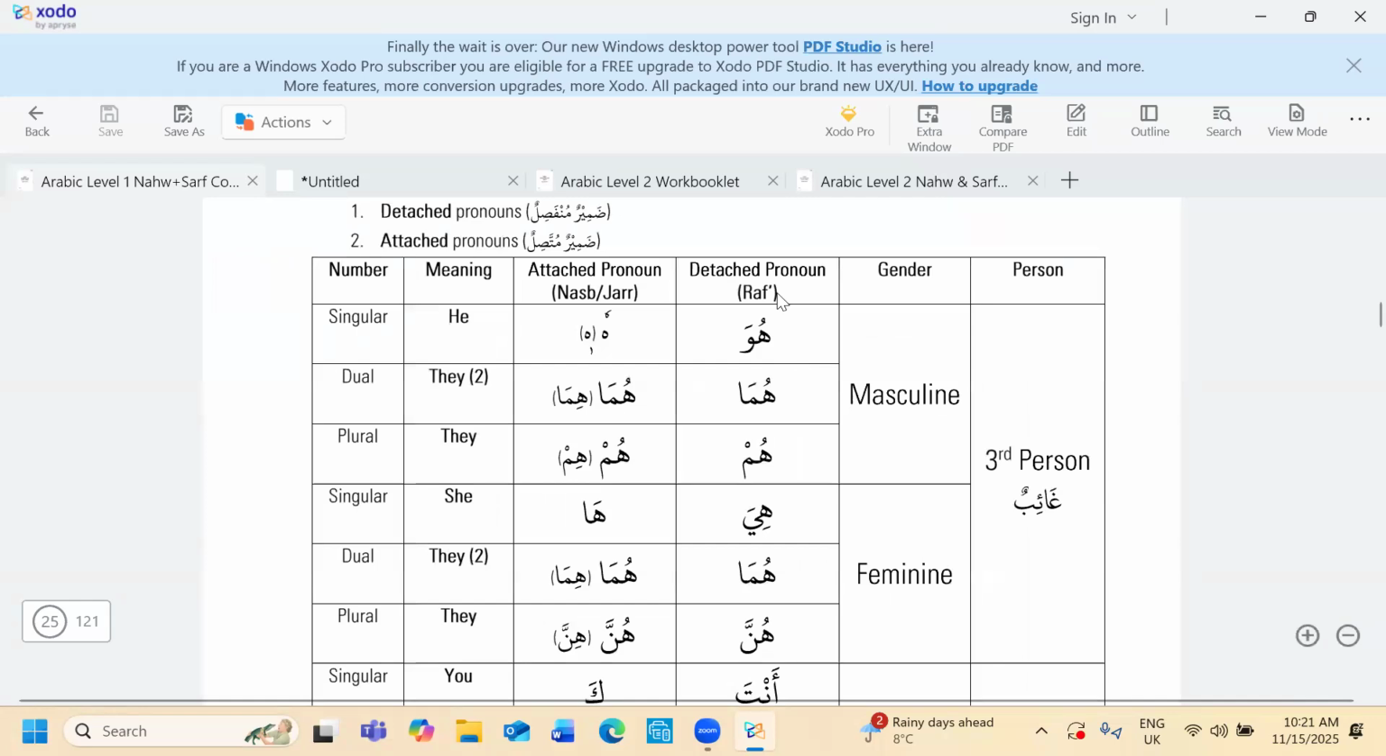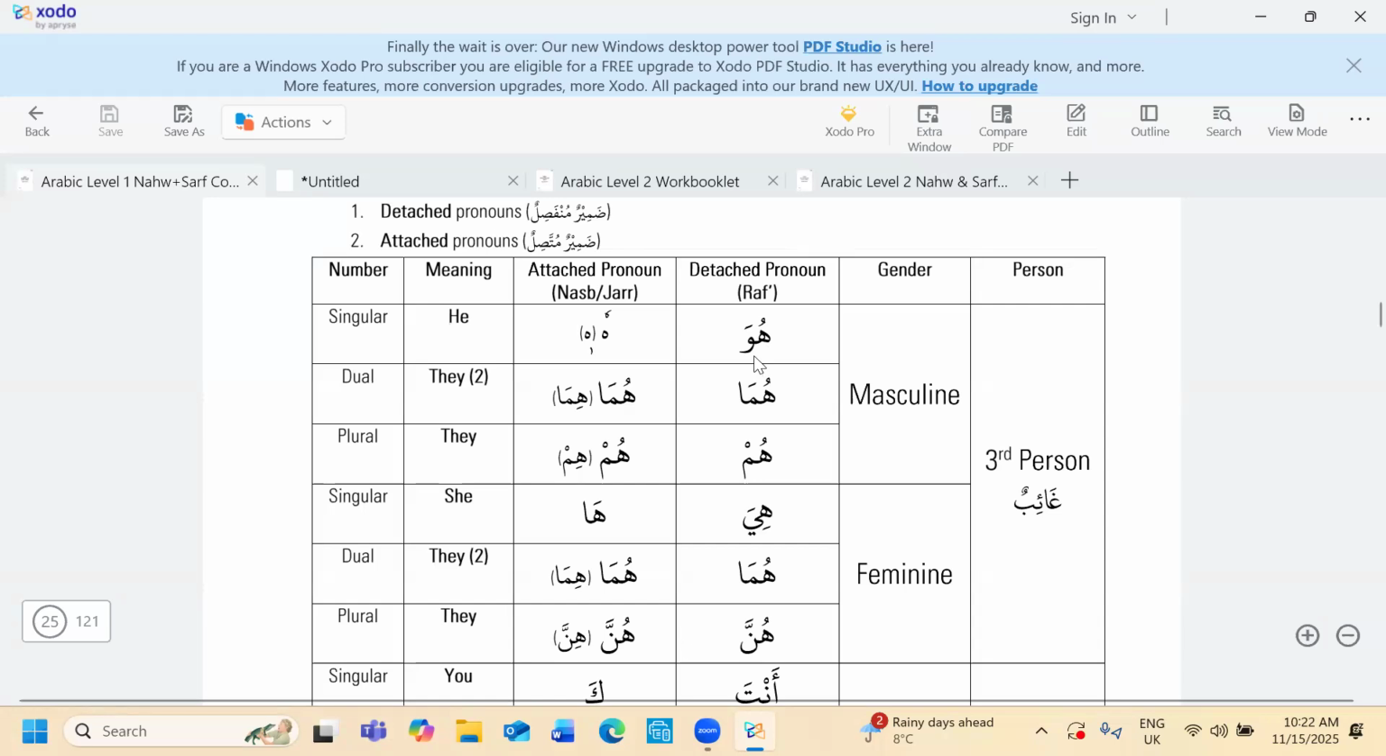Usually with the detached pronoun, when you translate it by itself, you say he, but when it is in a sentence, usually it is he is, they are, she is, you are, I am, we are. So on its own, huwa means he, but when it's in a sentence, usually the word is or are or am comes after it.